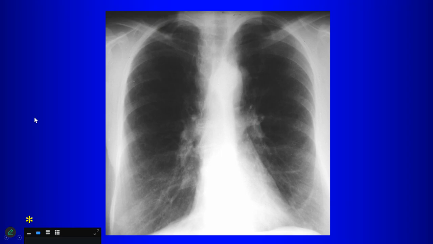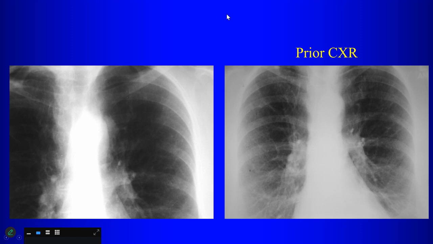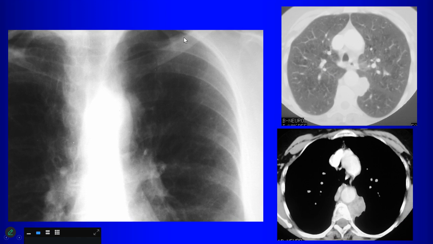What about this? Are you worried a little bit about the right paratracheal stripe? Anything else you're worried about? The left paratracheal stripe? Very worried about lymphadenopathy. Well, let's pull out the prior chest X-ray. There's more lymphadenopathy next to the knob. Next to the knob, there's this density here that was not there before. See it? Okay. Cancer.